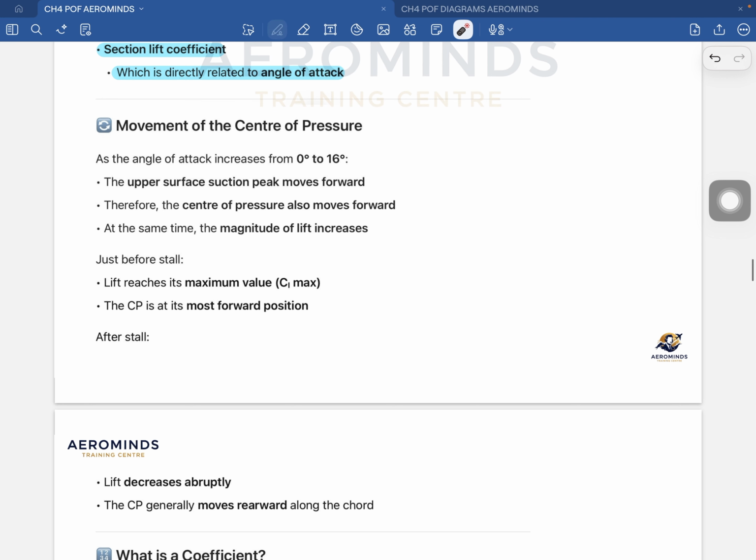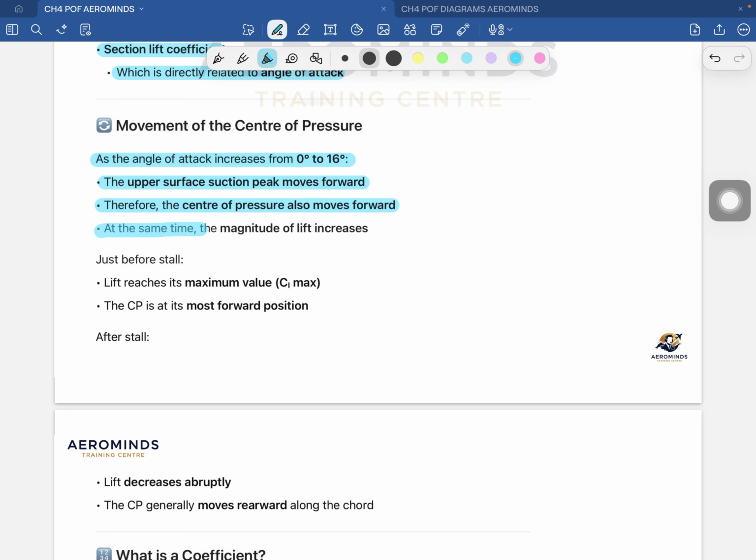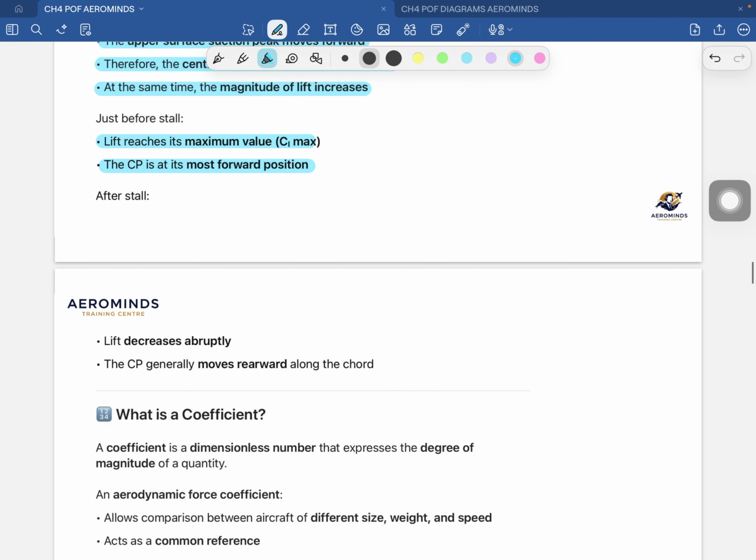So remember this, as the angle of attack increases from 0 degrees to 16 degrees, the upper suction peak moves forward. Therefore, the center of pressure also moves forward. At the same time, the magnitude of the lift will increase, and just before the stall, the lift will reach its maximum value, which is CL max. And the CP at its most forward location will be just before the stall. And after the stall, what will happen? The lift will decrease abruptly, and the CP generally moves rearwards along the chord.